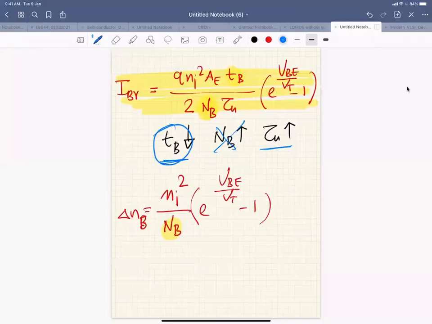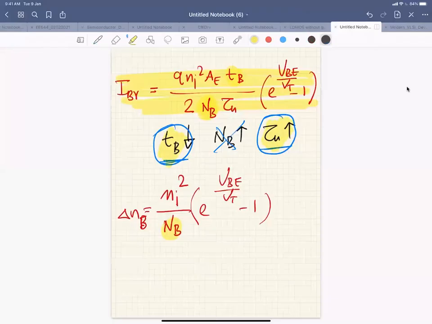This is very easy, because you could decrease the base width by proper device design and a proper fabrication process. And tau n is the lifetime, and you have to make sure your base is defect free. If your base is defect free, then your tau n can be high. If your tau n is high, then there will be no recombination, and IBR will anyway be low, right? So these are the two things which are basically tried and used.